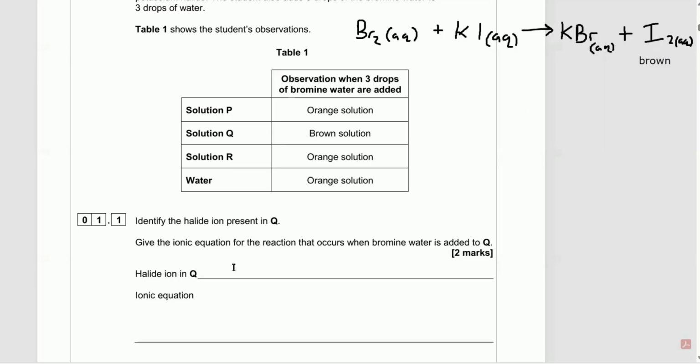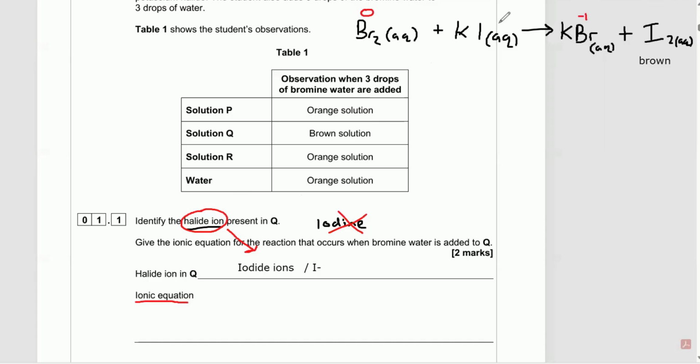So we've got a displacement reaction going on, and that's the brown colour, the iodine solution that's formed. So what is the halide ion in Q? Make sure you say iodide ions or you put I minus. Don't put iodine, because iodine is not a halide, it's a halogen. So slight difference there. Make sure you don't put iodine. That'd be incorrect. Don't get your halogens mixed up with your halides. Halides are the ions of the halogens.